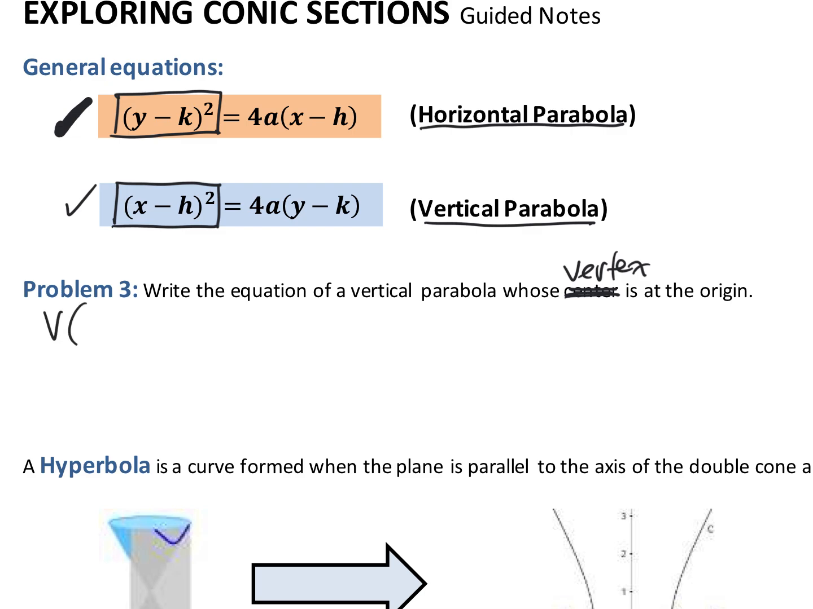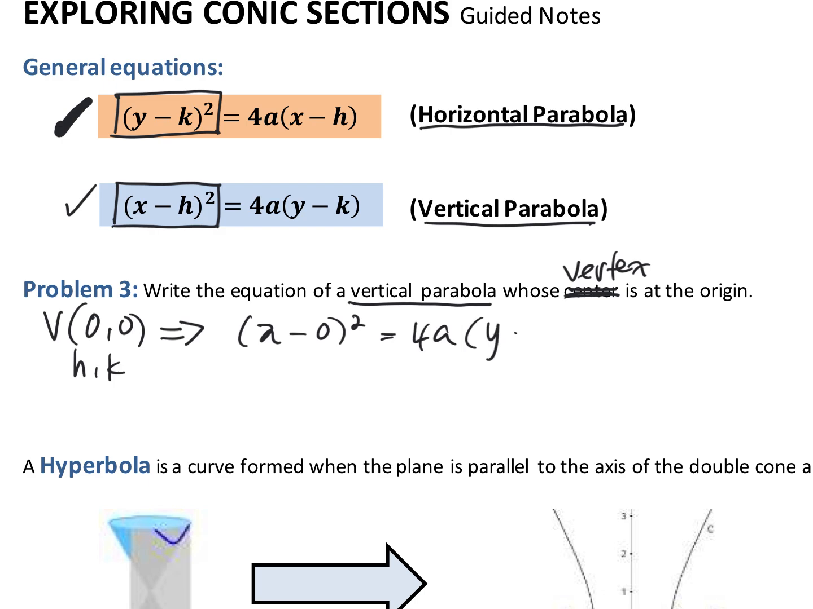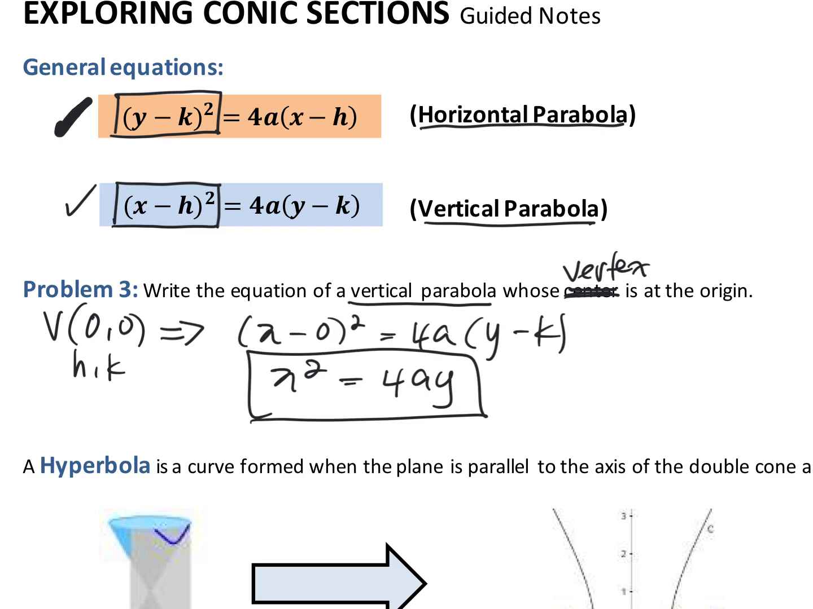So the vertex is actually at the origin, which is (0, 0), and then it's a vertical parabola. So we're going to just substitute our h and k in this vertical parabola. So our (x - 0) squared is equal to 4a(y - k), which simplifies to x squared is equal to 4ay. Okay, so this is now our vertical parabola equation.